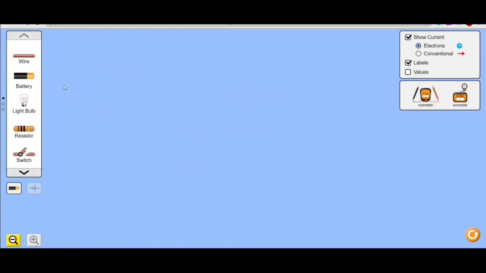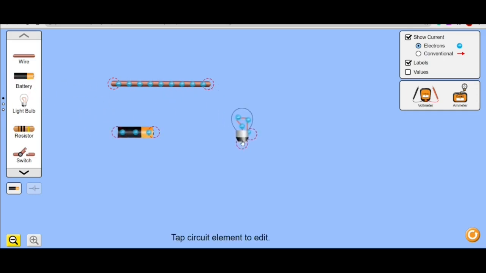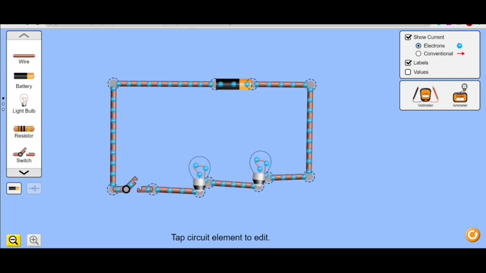Now let's build a series circuit. A series circuit is a circuit in which resistors are arranged in a chain so that the current has only one path to flow. Take wires, batteries, light bulbs. Let's take two bulbs this time. Take more wires, a switch. Now let's join all of them. Now you can see I have connected all the electrical components like this.